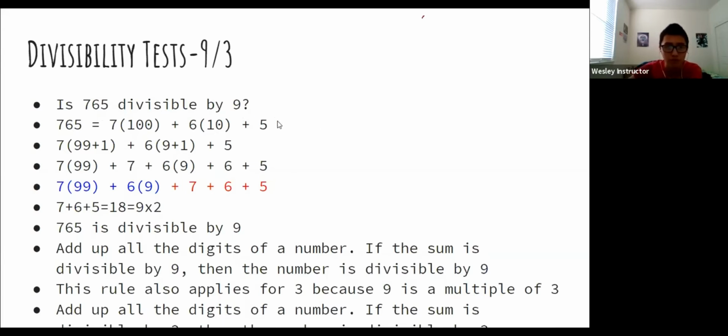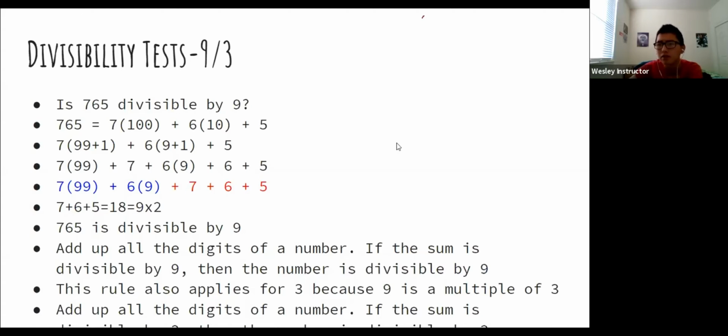And here's a little proof of why this works. We can split up 765 into 7 times 100 plus 6 times 10 plus 5. And then we split up the 100 into 99 plus 1 and the 10 into 9 plus 1. When we multiply it out, we get 7 times 99 plus 7 plus 6 times 9 plus 6 plus 5. Well, we know this part, the blue part, is divisible by 9 because it has a 9 and a 99. So all we gotta do is focus on the red part to see.